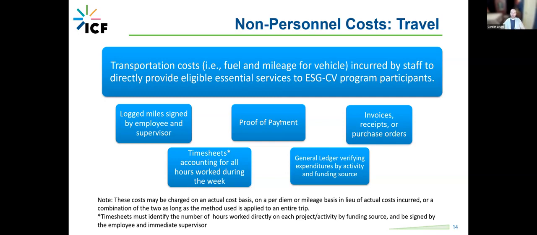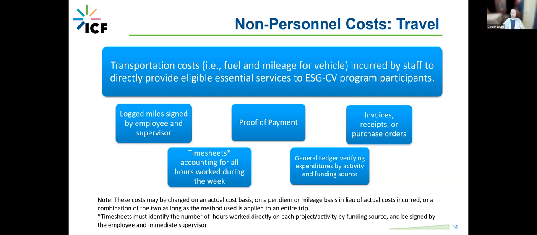So for transportation costs, we're talking about fuel and mileage for vehicles incurred by staff to directly provide eligible essential services to ESG CV program participants. Obviously, outreach is going to be one of those, but it's not the only one.